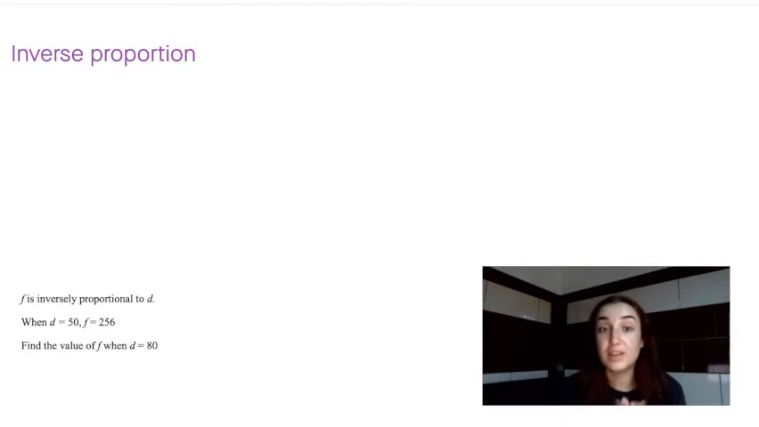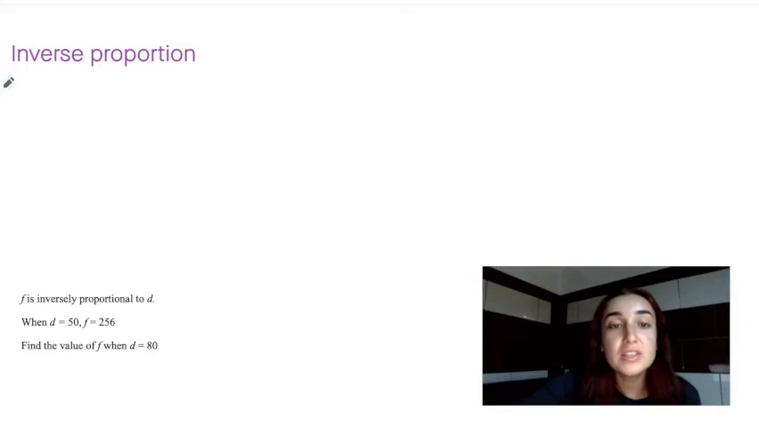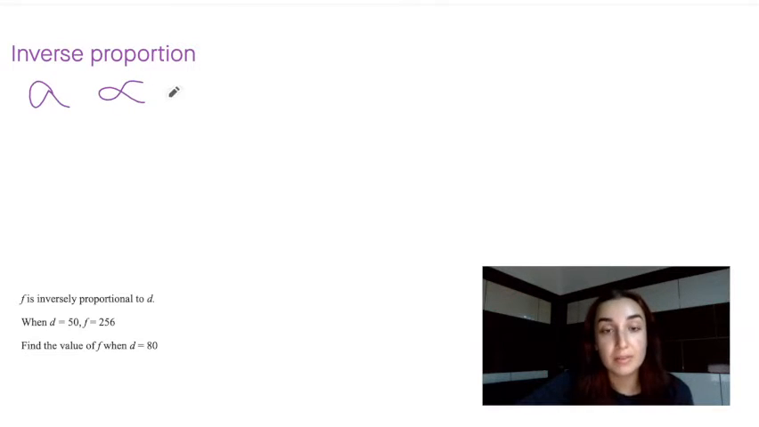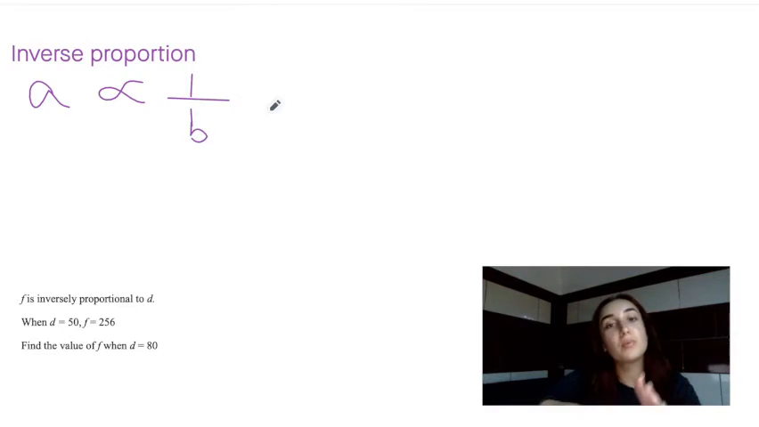Now let's talk about inverse proportion. What does it mean when two numbers are inversely proportional? It means that if one number increases, the other number will decrease at a constant rate and vice versa. And the way to write this is A is inversely proportional. So we still use the same sign as for direct proportion. However, we write 1 over B, so the inverse of B. A is proportional to the inverse of B.